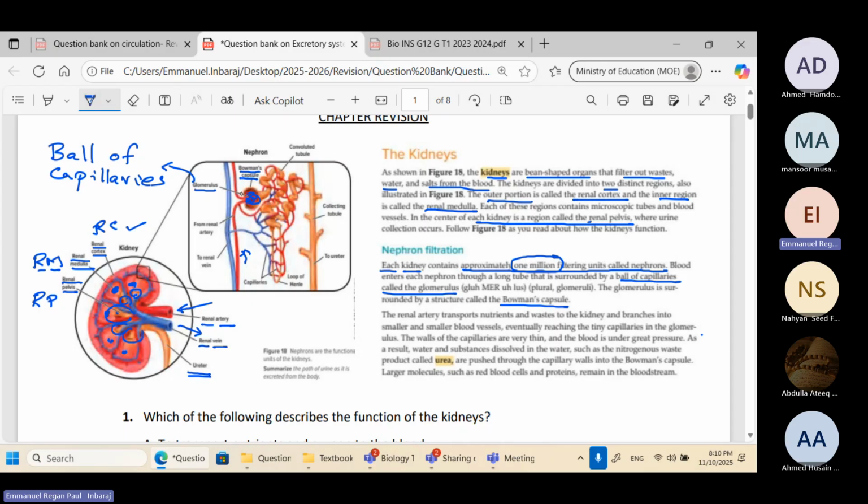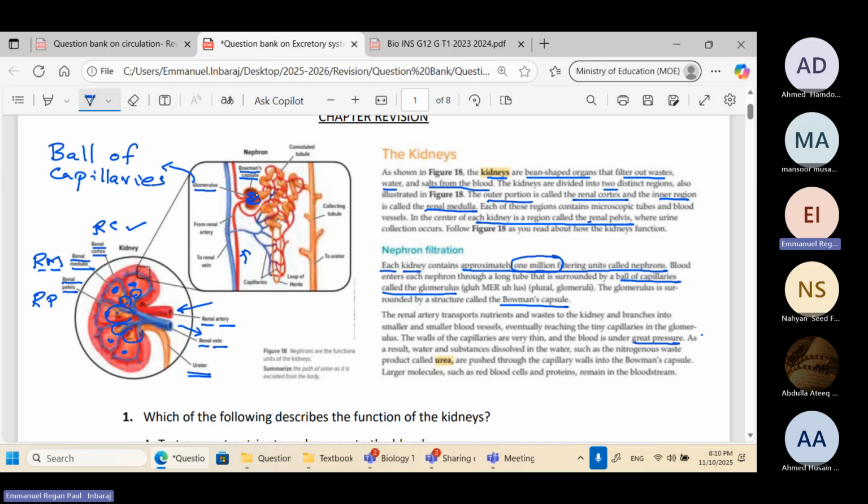Is it clear? This is the capsule called Bowman's capsule, and inside the Bowman's capsule you can find a ball of capillaries, which is called the glomerulus. Okay, next one. See what happens? The blood from the heart now goes into this glomerulus. They will go with high pressure.